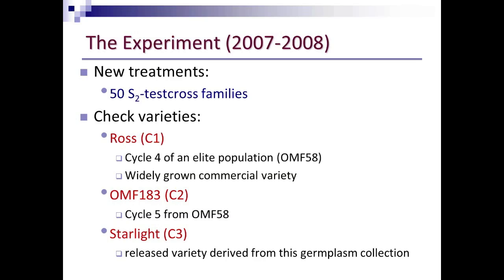So we did actually a couple of different experiments that year, but I'll talk about one of them. One of the augmented designs included 50 new S2 test cross families that had never been tested before. We had 3 check varieties. The first 2 you see there, Ross and OMF 183, came from our elite population, OMF 58, and represented 2 different cycles of selection of that elite population.